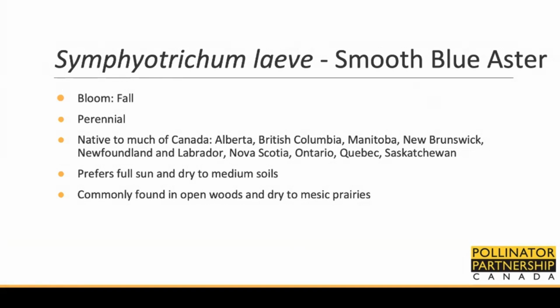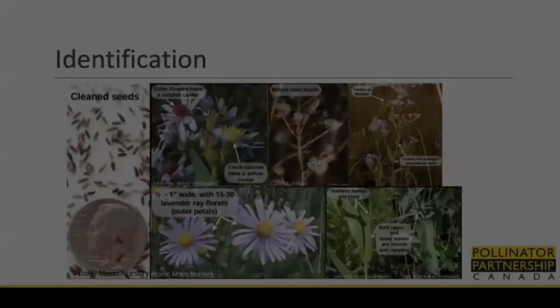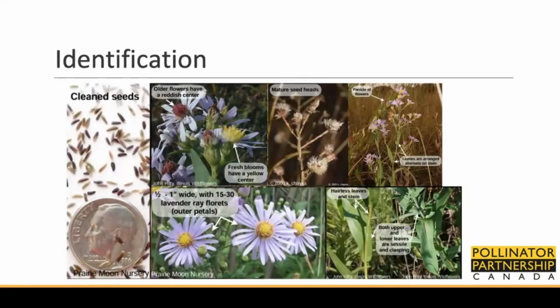Smooth blue aster prefers full sun and dry to medium soils and can be found in open woods and dry to well-drained prairies. Smooth blue aster has pale bluish purple flowers that are about an inch to half an inch wide with 15 to 30 outer petals. The flowers occur in panicles or branches with multiple flowers. The leaves occur alternately and are sessile, meaning that they attach directly to the stem. And common to many asters, older flowers have a reddish center and fresh blooms have a yellow center.